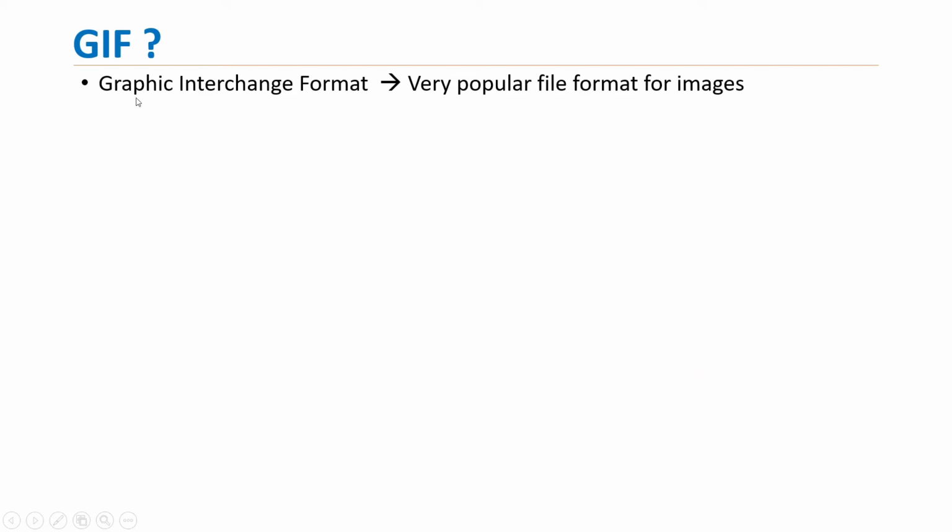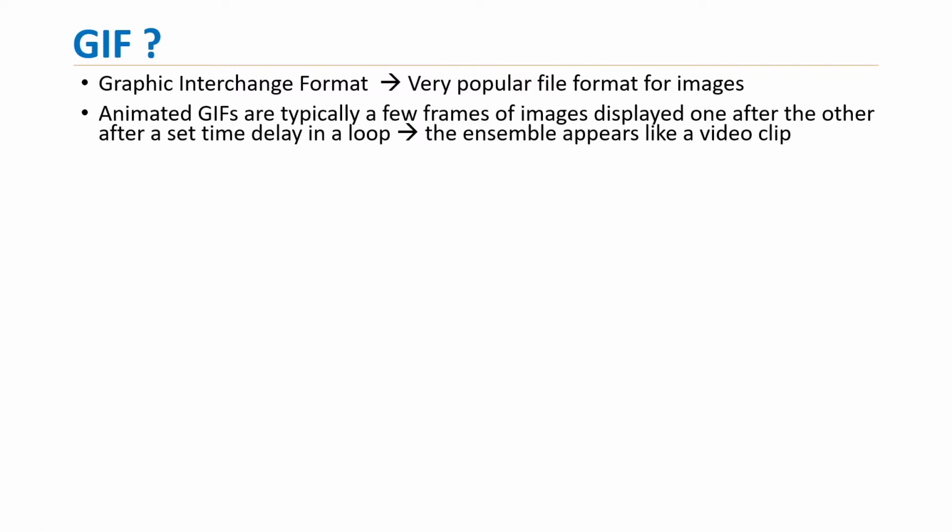So GIF stands for Graphic Interchange Format. It's a very popular file format for images on the World Wide Web. Animated GIFs are typically a few frames of images displayed one after the other, and each frame being displayed after a set delay of time. And these images work in a loop, giving the appearance of a video.